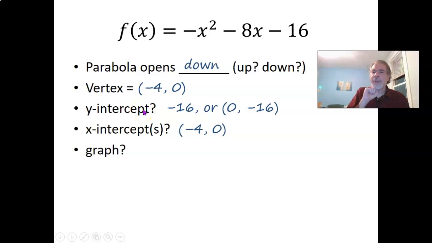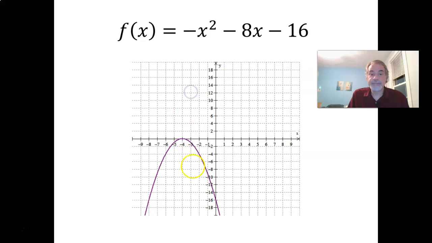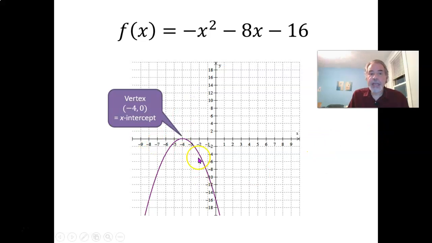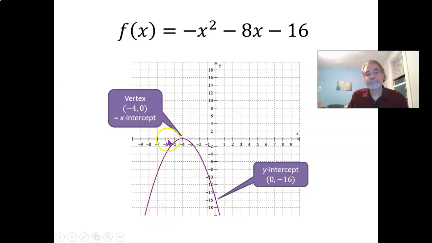Hey, I bet I could have predicted that. When we got a vertex that was on the x-axis, and since it opens downward, that was the highest point on the graph. That's going to be the only place it touches the x-axis. So the vertex at negative 4, 0 is also the one and only x-intercept for this parabola. And remember, we said the y-intercept was at 0, negative 16. And so there's our parabola.